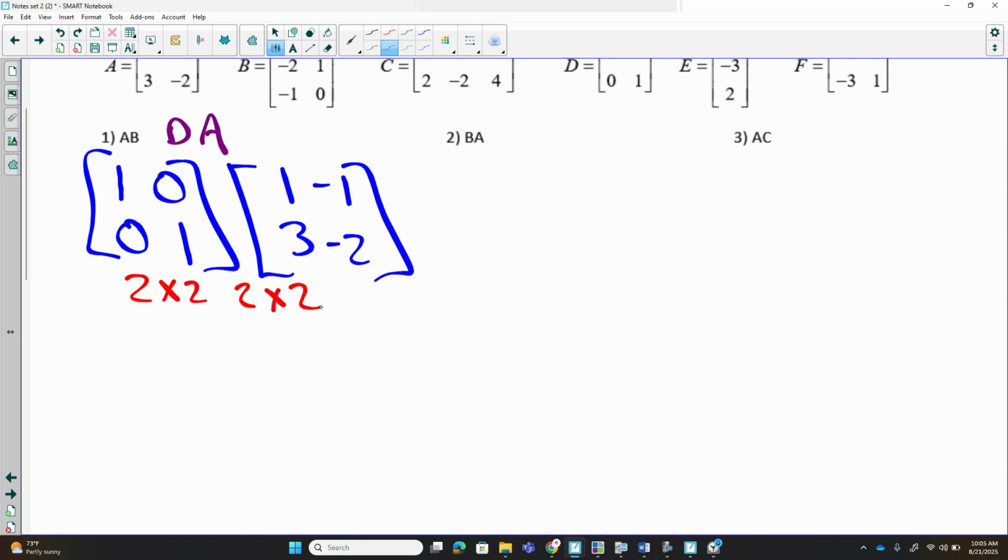How do you know? Correct. So the ones in the middle match. If they match, then that is a yes. If they're different, then it's a no. So if it's a no, then you say cannot multiply. All right? So now we're going to multiply these together.